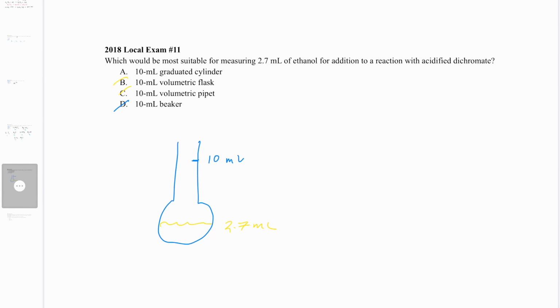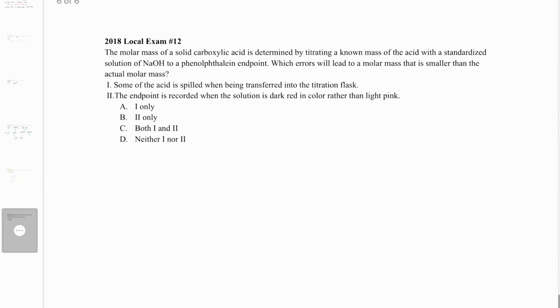But for a 10 mL graduated cylinder, you have a bunch of markings on the side that tell you when you've reached certain landmarks. So a 10 mL graduated cylinder would be suitable for measuring 2.7 mL. So your answer is A. Let's look at the last one.